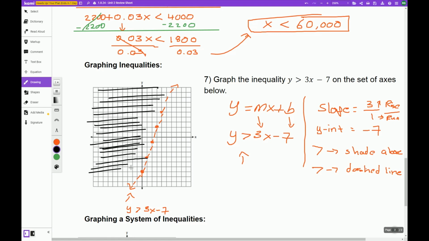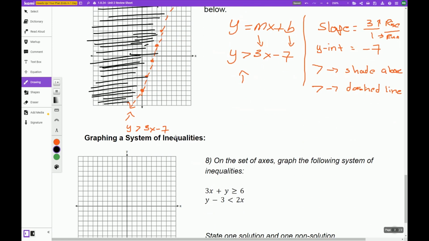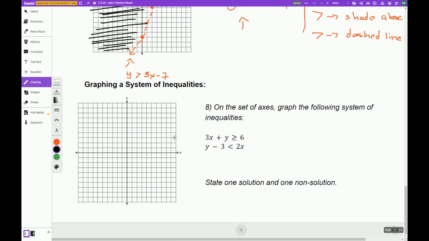And that is your inequality right there. Okay, last question. On the set of axes, graph the following system of inequalities. For this one, I'm going to show you two different ways we can graph this. We just did the slope-intercept way, but if we remember, there's another way we can graph inequalities or equations if they're in standard form, like this one is here.